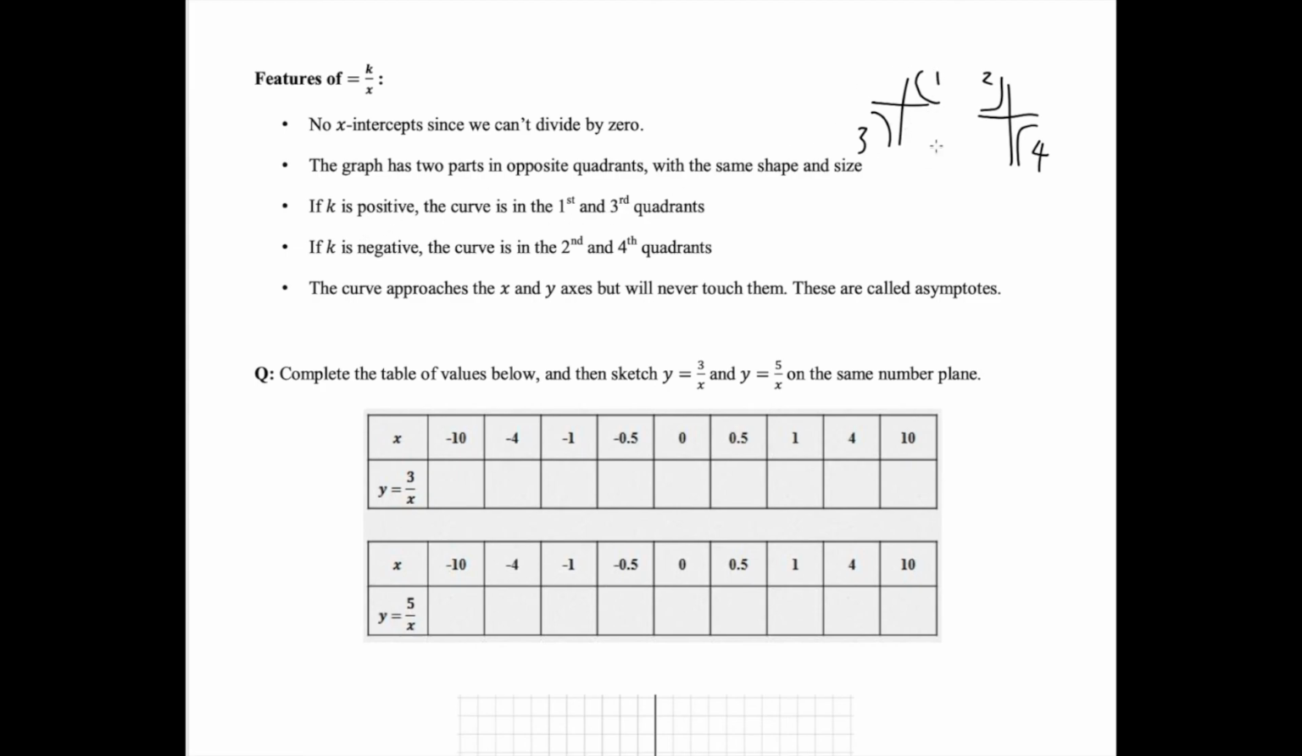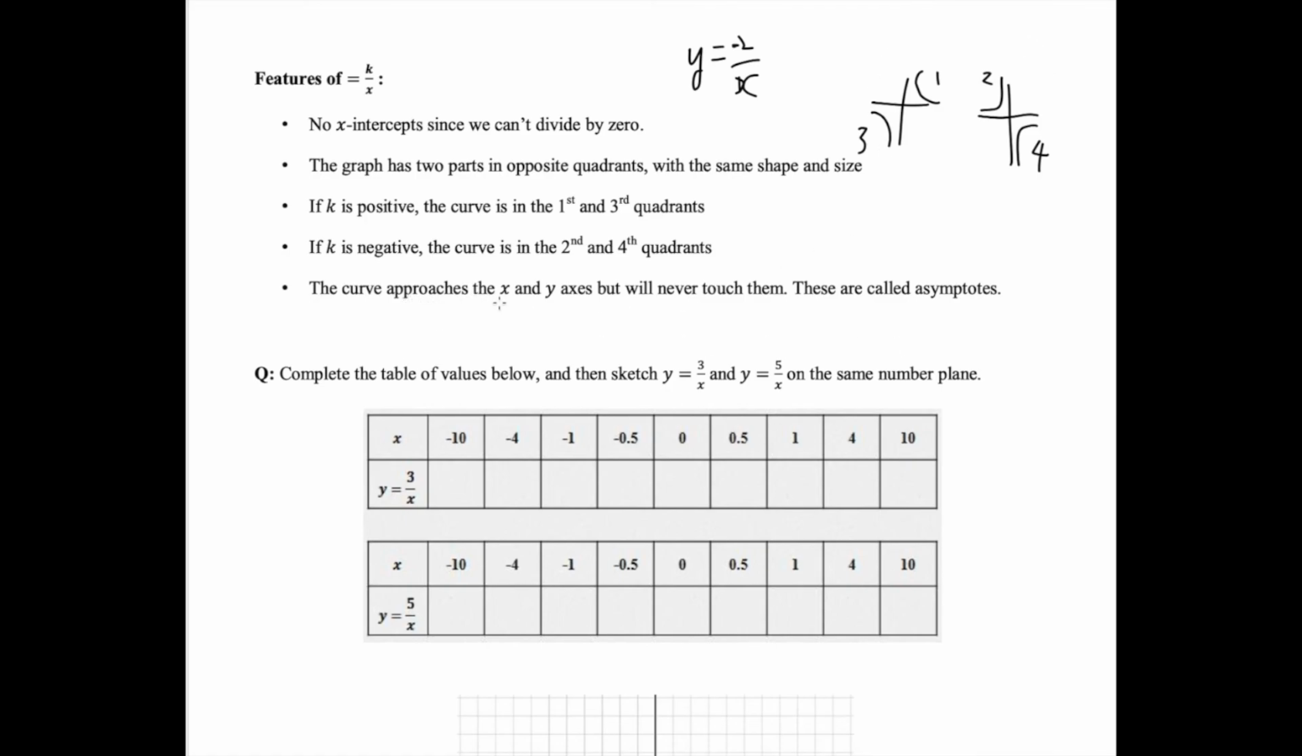If k is positive, the curve is in the first and the third quadrant. So in this case, k is positive. In other words, you have something that could be, for example, y is equal to 2 over x. This is when k is positive, right? If k is negative, the curve is in the second and the fourth quadrant. So such as when you have y equals minus 2 over x, then your graph will look something like this, okay?